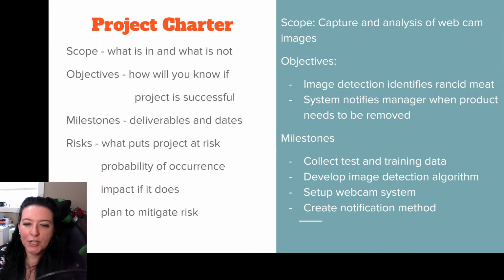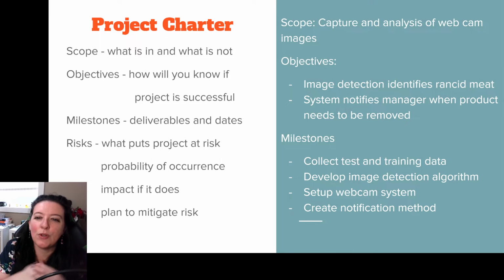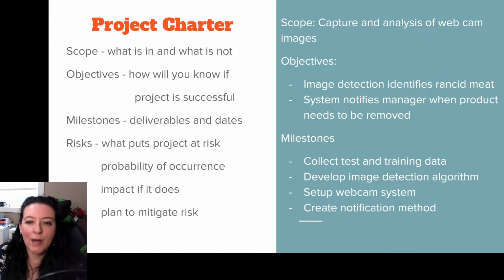When you do a project charter, we've talked about what's in and what's out and how we'll know if our project is successful. We also want to do a risk analysis to determine what is likely to impact the success of our project. What's going to put the project at risk? What's the probability that it's going to occur? And if it does happen, how bad is it going to be? What is the impact? And then we need to create some kind of contingency plan.